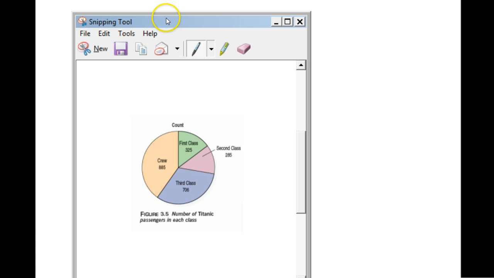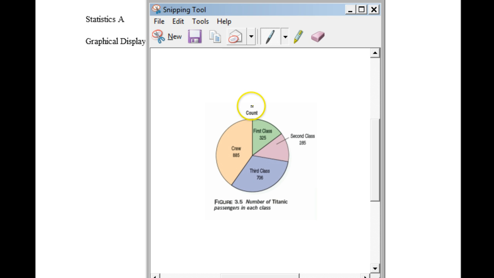Or you could do a pie chart. Pie charts are unique in that they give you relation and proportion. So it's something very important. If you want to give the relationship in terms of percentage of the people, you can see crew and third class were pretty close. If you really want to draw people's attention to that proportion, use a pie chart. If you wanted to draw people's attention to the relative size of the groups, you would probably use a bar chart. So it's up to you.